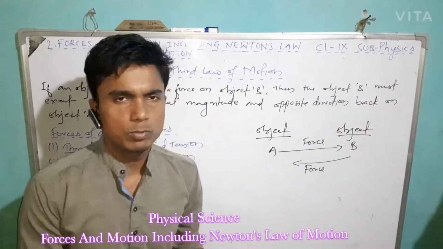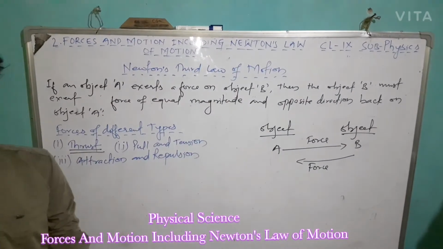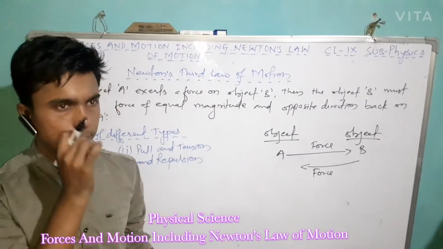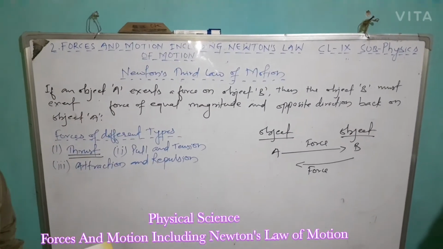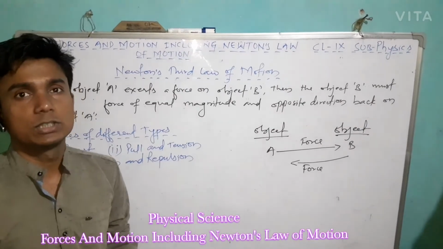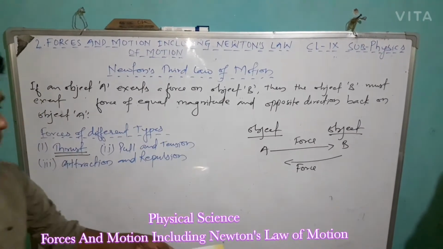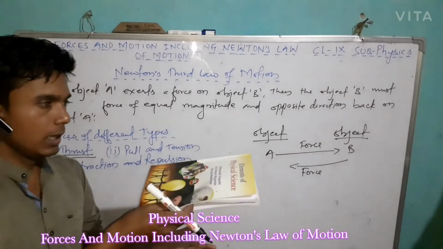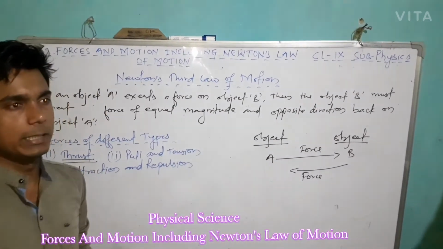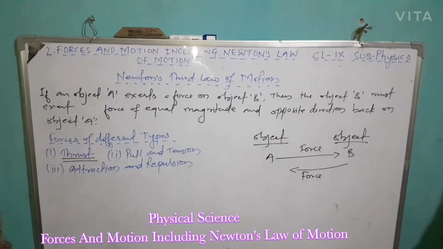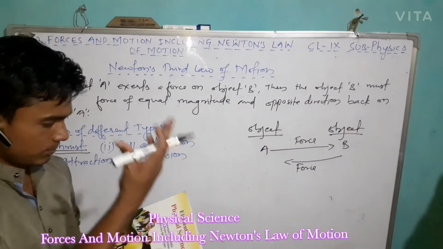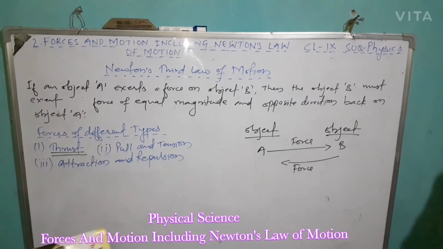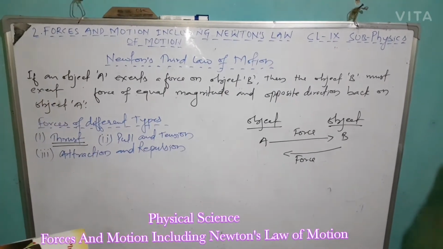When a book is kept on the table, the book exerts some pressure on the table. That pressure is known as force, or thrust. If I keep the book on the table, the book will exert some force on the table, and this force is known as thrust. The force which acts perpendicularly is known as thrust, right?